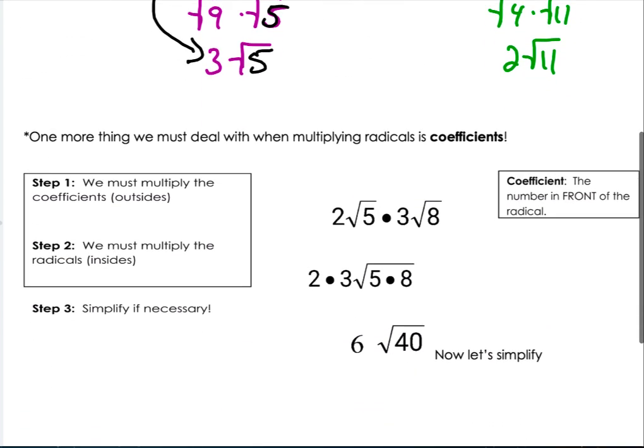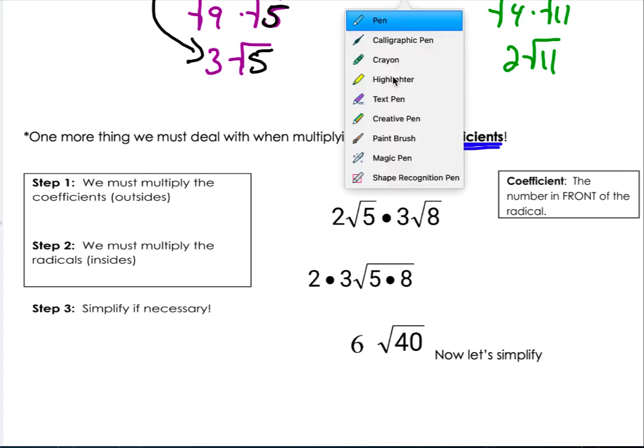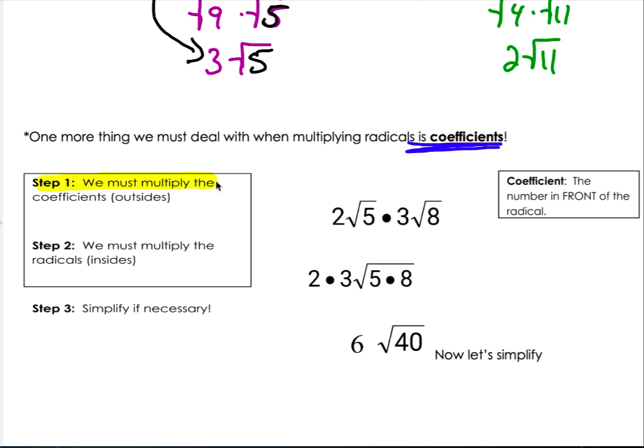All right, so occasionally we're also going to have to deal with the coefficients. So we're just going to do it in waves. First, we're going to multiply the coefficients on the outside. So 2 times 3 is 6. Then we're going to multiply the radicals on the inside. Square root of 5 times square root of 8 is square root of 40.